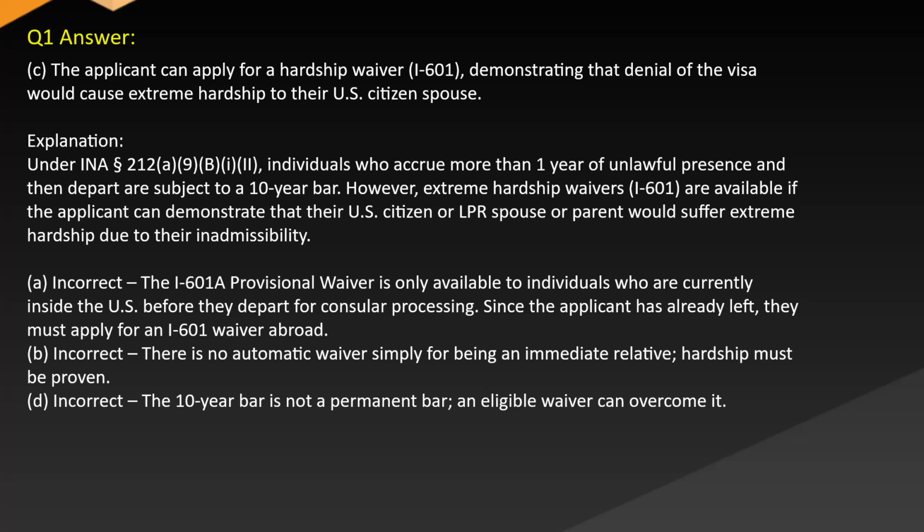A. Incorrect. The I-601A provisional waiver is only available to individuals who are currently inside the U.S. before they depart for consular processing. Since the applicant has already left, they must apply for an I-601 waiver abroad. B. Incorrect. There is no automatic waiver simply for being an immediate relative. Hardship must be proven. D. Incorrect. The 10-year bar is not a permanent bar. An eligible waiver can overcome it.